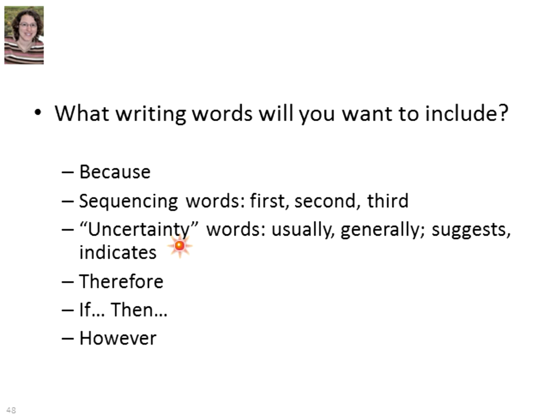Uncertainty words: usually, generally, suggests, indicates. Students always want to prove what they've done, but there are times when it's much more accurate to use some uncertainty words, and talking about times that they may want to use uncertainty words. Therefore is a great word that shows up a lot in science writing. We'll talk more about that one in just a minute. Also, if, then, and however. All three of these we'll look at in just a minute that show up a lot in science writing.